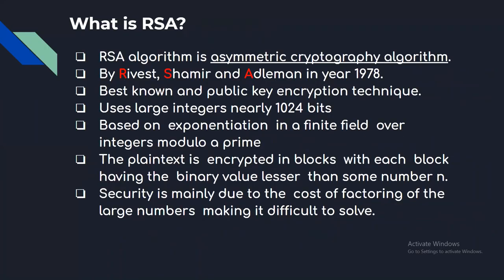Now we are going to talk about RSA. This algorithm is an asymmetric cryptography algorithm because it uses both the public key and the private key. Now, this is by Rivest, Shamir, and Adleman, and this was given in the year 1978, which gave it its name, RSA. It's the best known public key encryption technique, and it uses quite large integers such as 1024 bits, and it is based on exponentiation in a finite field over the integers modulo a prime.